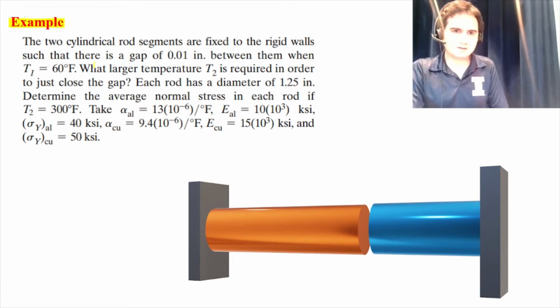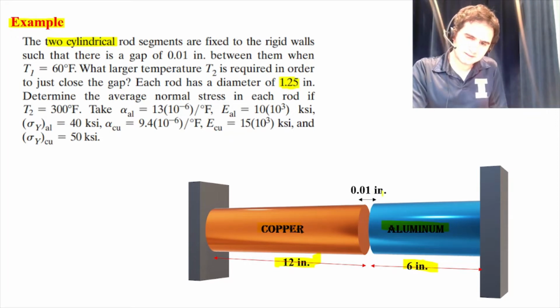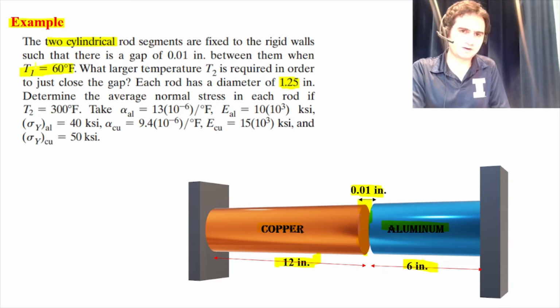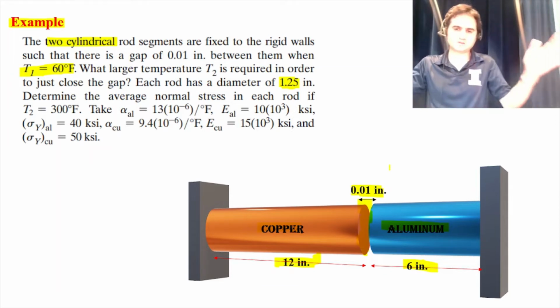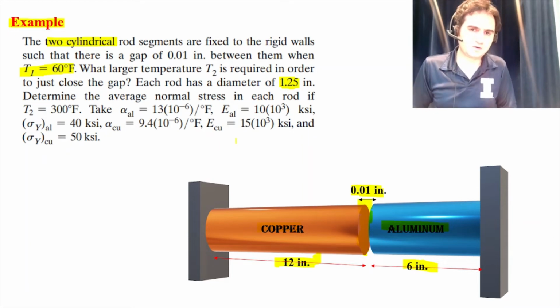In this example, we see two solid cylindrical shafts, one of copper and the other of aluminum, with different lengths but the same diameters, and there is a small opening between the two materials. When the temperature T1 is equal to 60 degrees Fahrenheit, we want to see what temperature is needed to expand both materials to barely close the gap. That's T2 we are looking for.